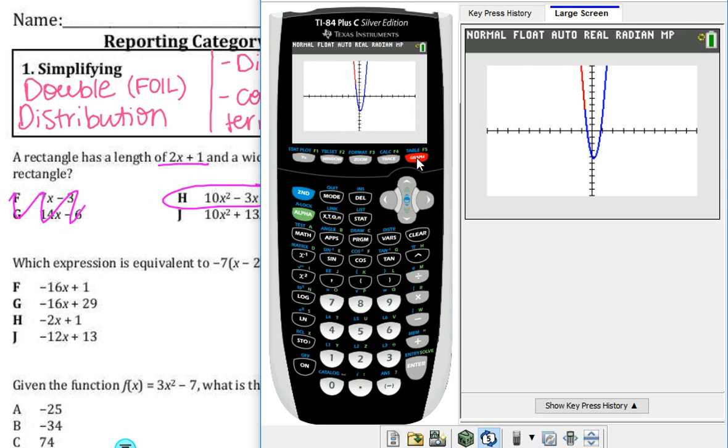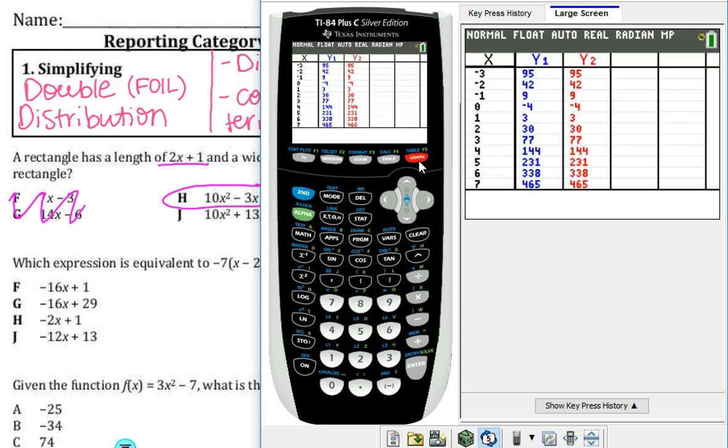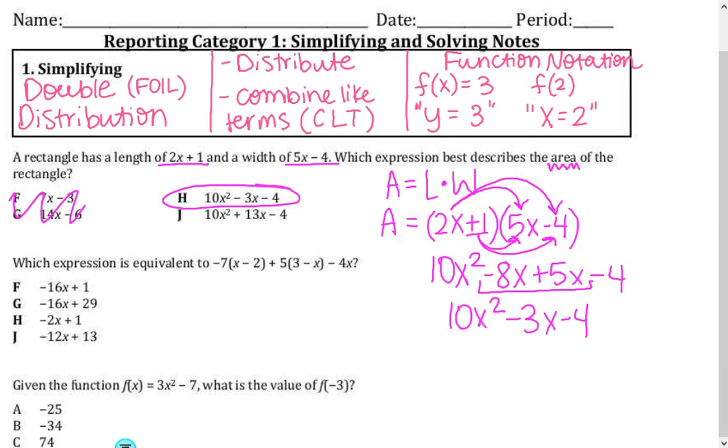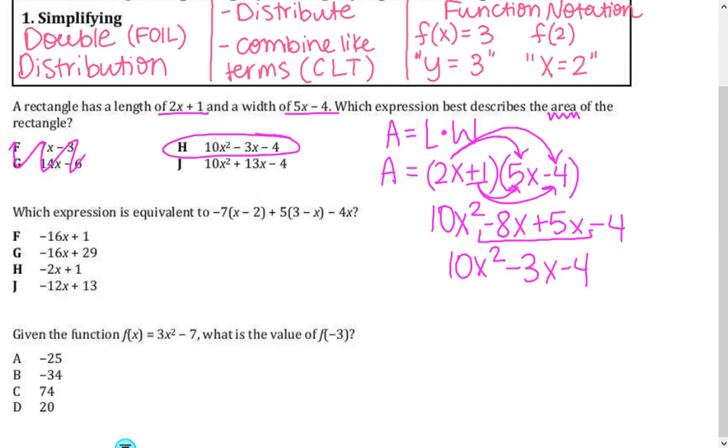Oh, okay, it's not going to draw it in. Oh, there it is. As you can see, it laid right on top of the other one. That's because these things are equivalent. If I go look at my table, all of my x values are going to be the same, but this is my first graph, or my first equation, and this is my second equation. We can see all of those points match up, so that means I know I got the correct answer here for this one.